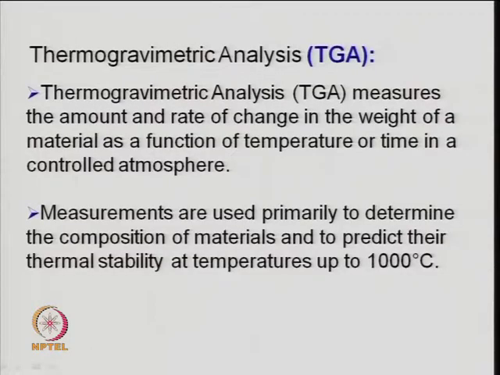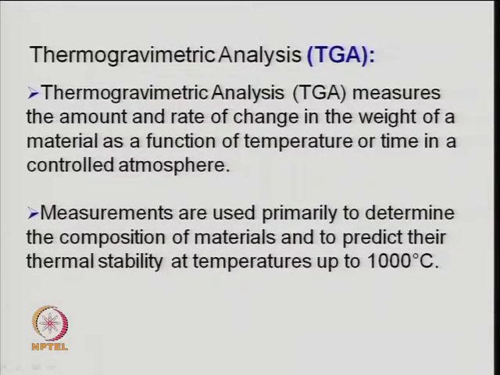So, we were talking about TPR, that was the one method, and the second one is TGA, thermogravimetric analysis, right. We have talked about this yesterday also. Thermogravimetric analysis measures the amount and rate of change of weight with respect to temperature and time. You can find out very easily the kinetics also by using these operators.